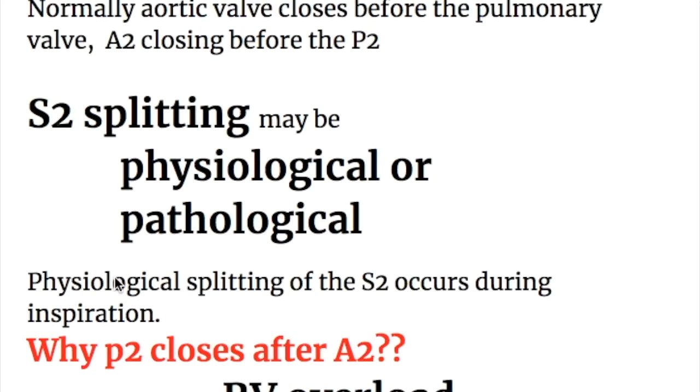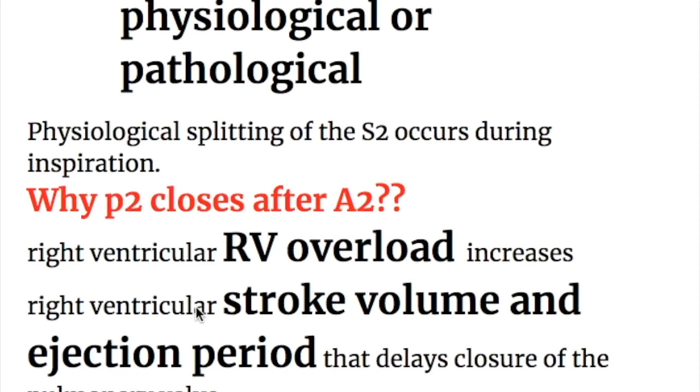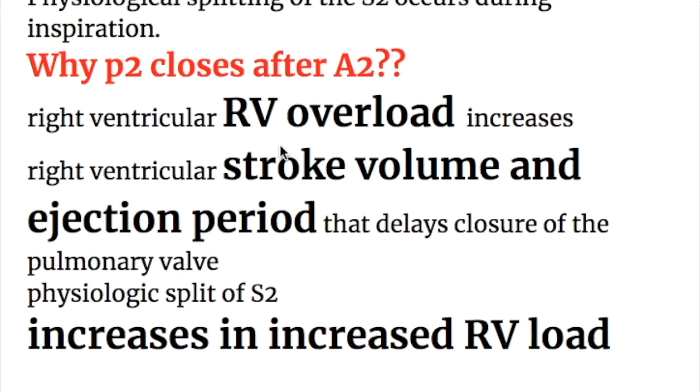Second heart sound splitting may be physiological or pathological. So what's the difference between physiological and pathological splitting of the second heart sound? Physiological splitting occurs during inspiration. Why does P2 close after A2? Right ventricular overload increases right ventricular stroke volume and ejection period, which delays the closure of the pulmonary valve, so it closes after the aortic valve.